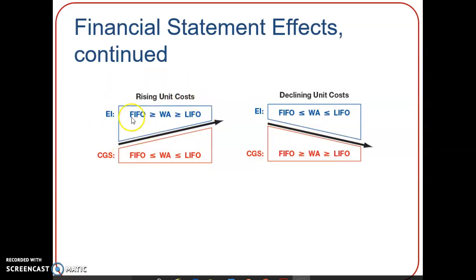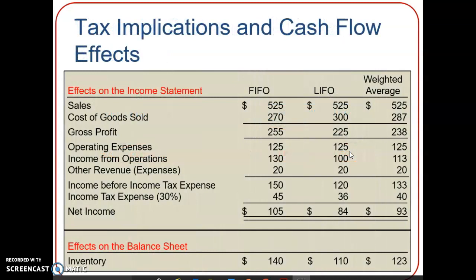So I just explained under the rising unit cost situation, FIFO has the highest ending inventory and the lowest cost of goods sold. LIFO has the lowest ending inventory and highest cost of goods sold. And then if we have a situation where price is actually going down, then it will be just the opposite. FIFO has the smallest ending inventory and highest cost of goods sold. LIFO has the largest ending inventory and smallest cost of goods sold.